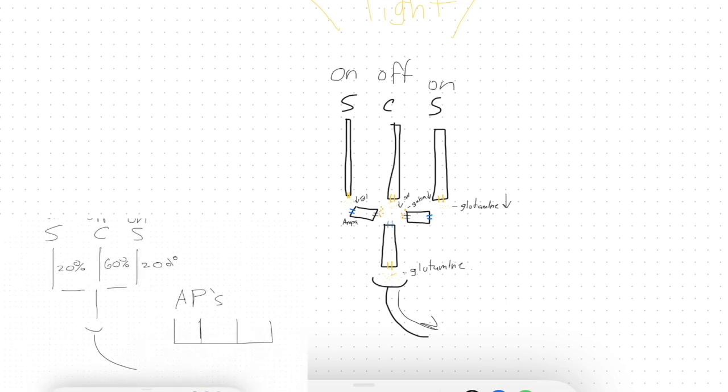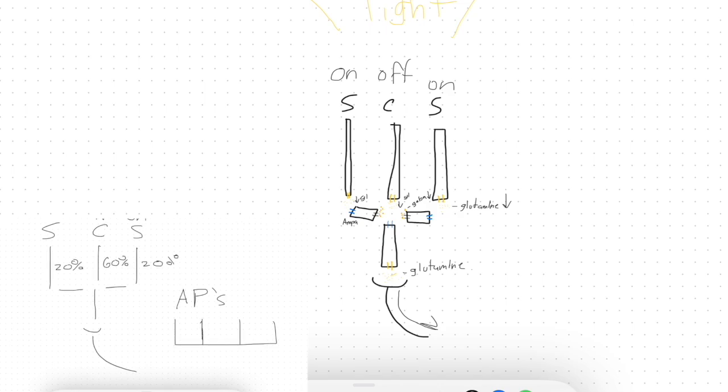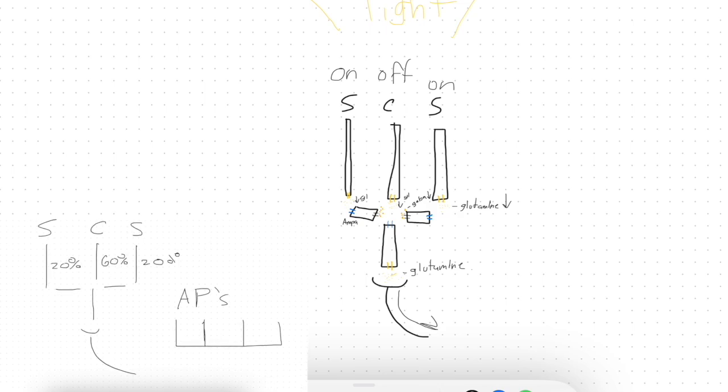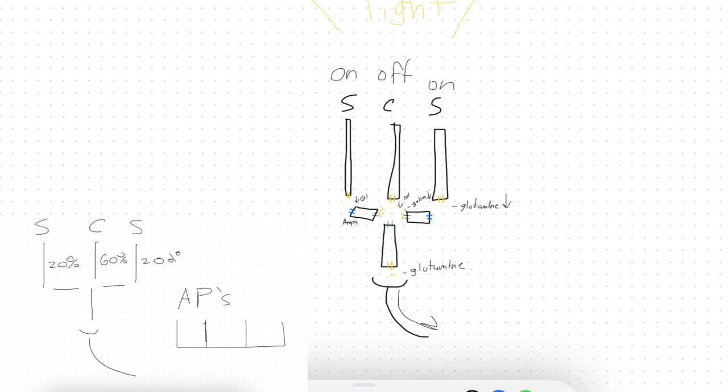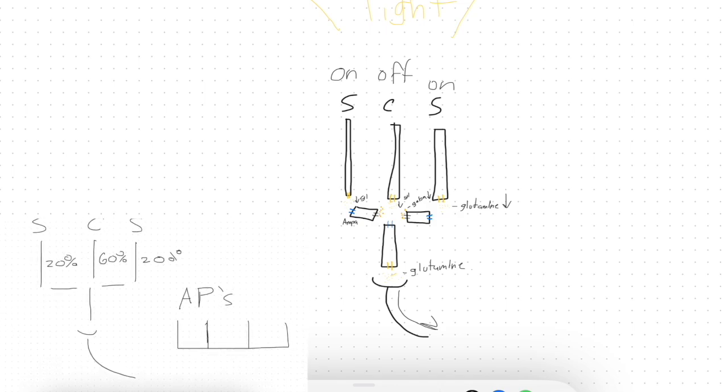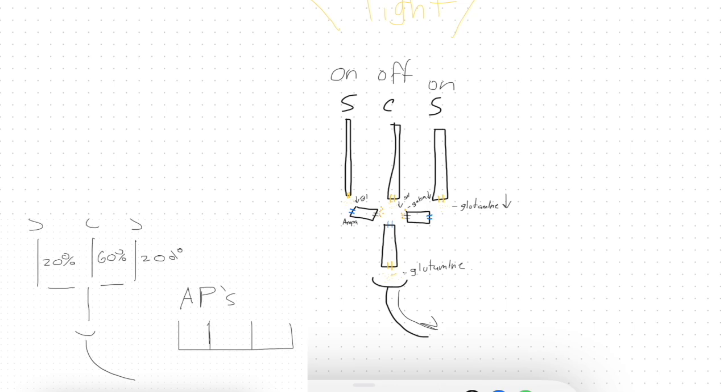When light hits the surround, it will again lower the release of glutamine, and the horizontal cells in turn will not release as much GABA, allowing for more glutamine in the center to be absorbed by the bipolar cell, leading to 40% action potentials, again 20% on each side. These action potentials will release glutamine from the bipolar cell to the ganglia, which will send a signal to the brain for perception of that image, of that light.